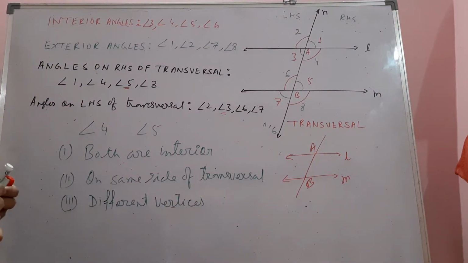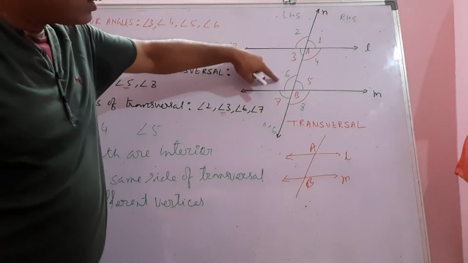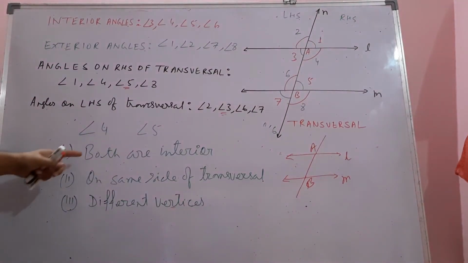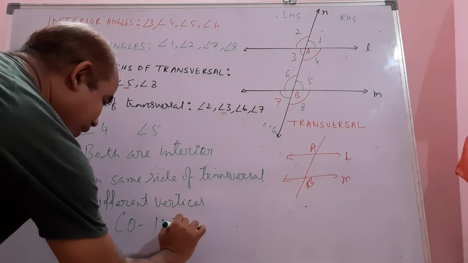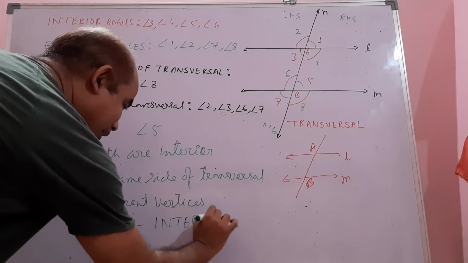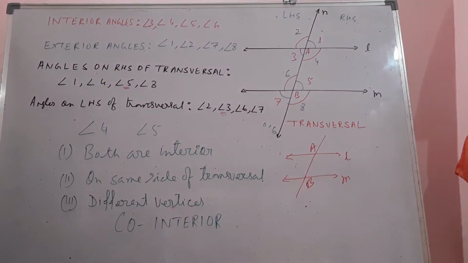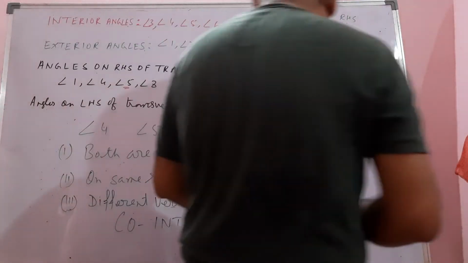Okay, so what is the name of this pair of angles? One such pair is also there, 3 and 6. As both are interior and on the same side of the transversal, they are called co-interior angles. Co-interior angles. Okay, clear?